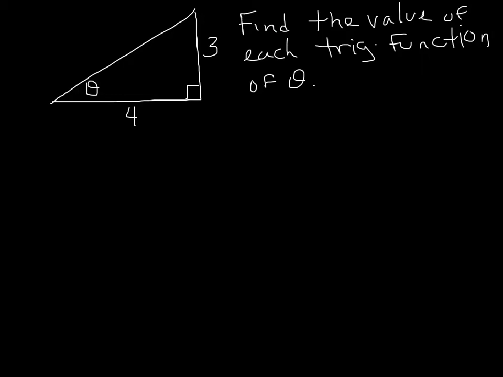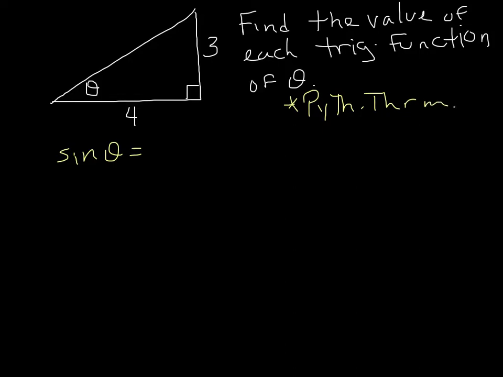So find the value of each trig function of theta. So let's start out. Sine of theta. Remember we said sine of theta is opposite over hypotenuse. Well, we don't know the hypotenuse, so how can we figure it out? Well, oftentimes we're going to have to use the Pythagorean theorem.